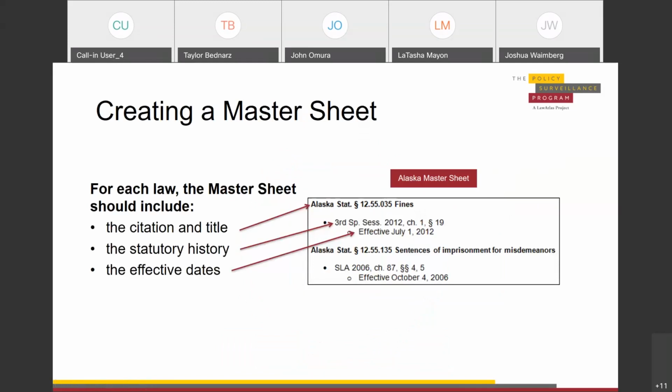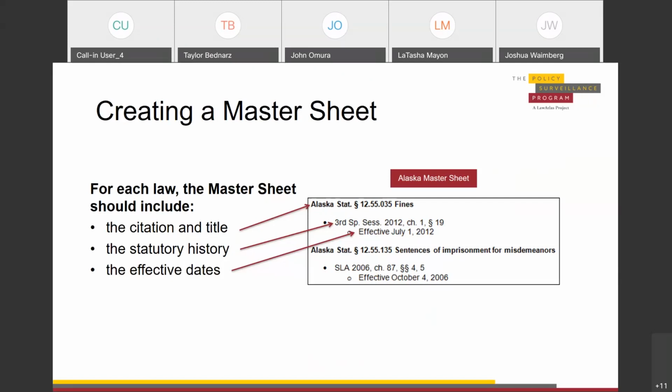For each law, the master sheet should include the citation and title of that law, the statutory history of that specific law, and the effective dates of that specific law. A master sheet records all of the citations of laws that are in a project scope, with one master sheet per jurisdiction. So you can see in this slide this is specifically Alaska's master sheet. All of the relevant laws for a project for Alaska would be on Alaska's master sheet.